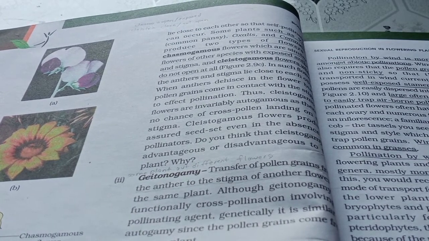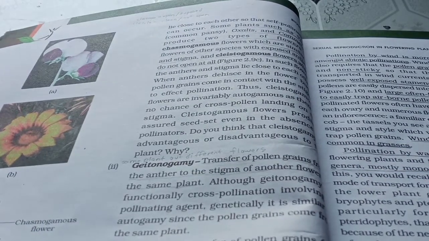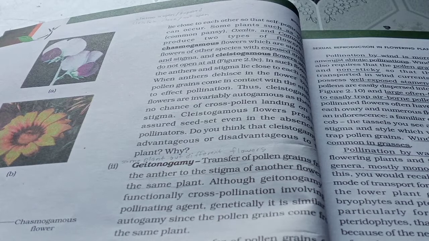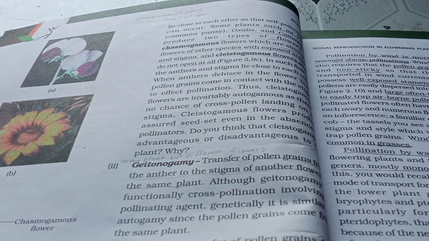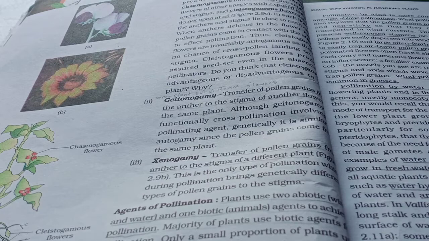And although geitonogamy is functionally cross-pollination involving pollinating agents, genetically it is similar to autogamy since the pollen grains come from the same plant. It is cross-pollination, but genetically it will be autogamy, that is self-pollination.